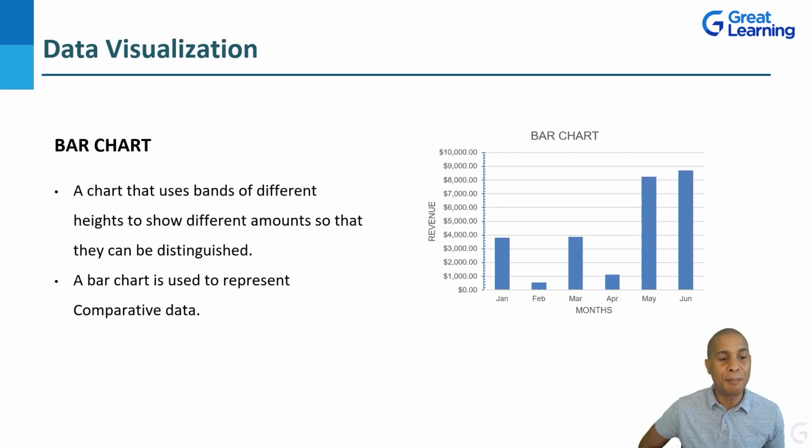A bar chart. A bar chart uses different bands and the height of those bands to show different amounts so that we can distinguish the different value amounts. A bar chart is used to represent comparative data. So you can think about categorical data.